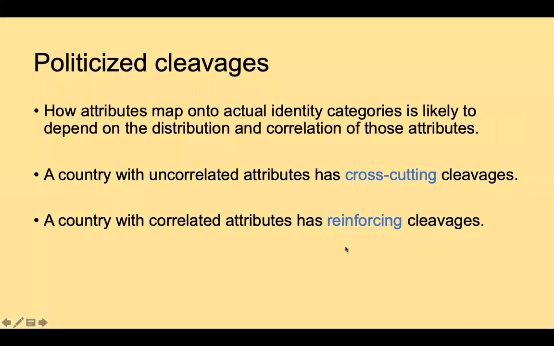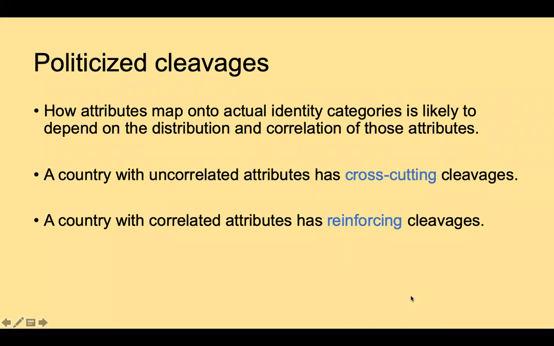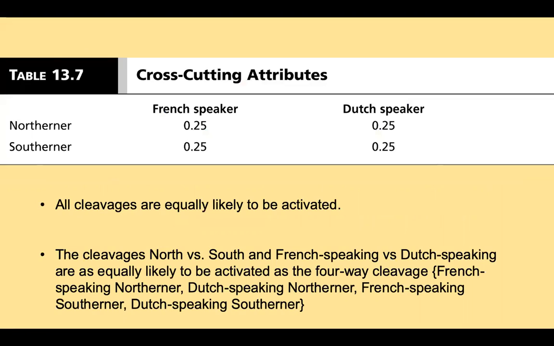But a country with correlated attributes has reinforcing cleavages. And so that would be, for instance, all French speakers being concentrated in the North, all Dutch speakers being concentrated in the South. Now, how attributes map onto identity depends upon the distribution of those attributes. And so it can vary considerably from country to country. And this is one way we begin to see how countries go such different ways in terms of their number of parties, in terms of the cleavages that matter a great deal.